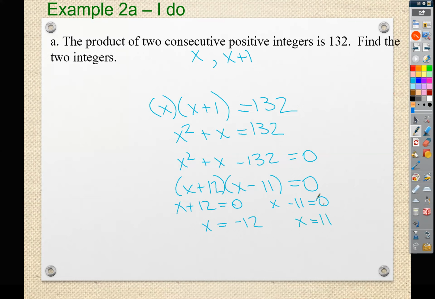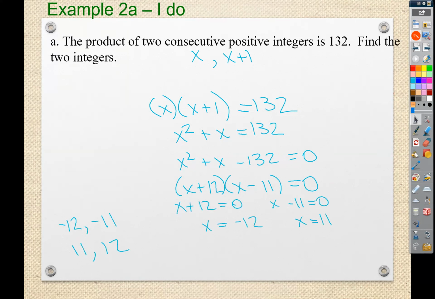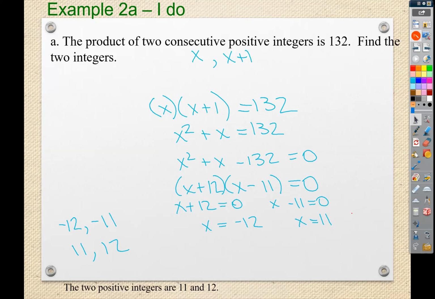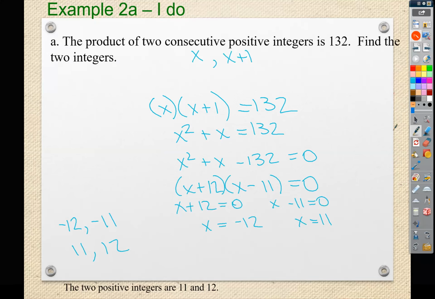So my answers: the product of two consecutive integers is 132, so actually you can have negative 12 and negative 11, or you can have 11 and positive 12. And then the answer is this because it says the product of two positive integers. If it just said two integers, both of these could be the answer, but since it says positive integers, the only answer is 11 and 12.